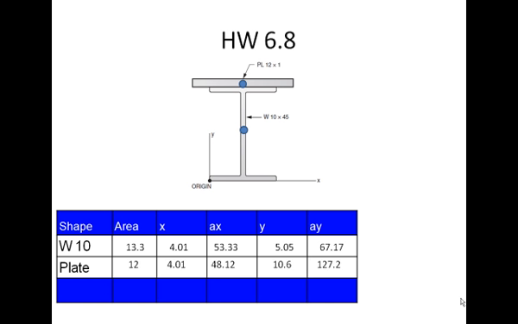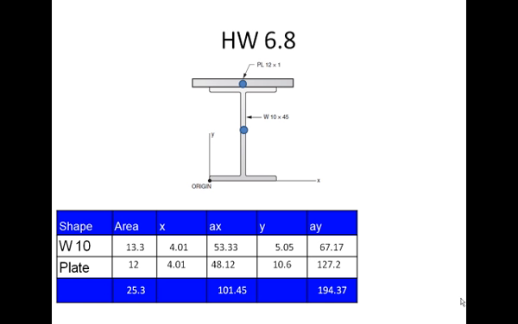Next is the plate. 12 by 1 is of course 12 square inches. Again, if we assume that the plate is centered on top of the W section, then we would have to travel the same X distance, 4.01 inches, and the product of A times X is as shown. The Y distance from the origin to get to the centroid of the plate would have to go the whole depth of the W10 shape, which is 10.1 inches, plus half of the 1 inch thickness, another half inch. So that Y distance is 10.6 inches. A times Y is as shown.